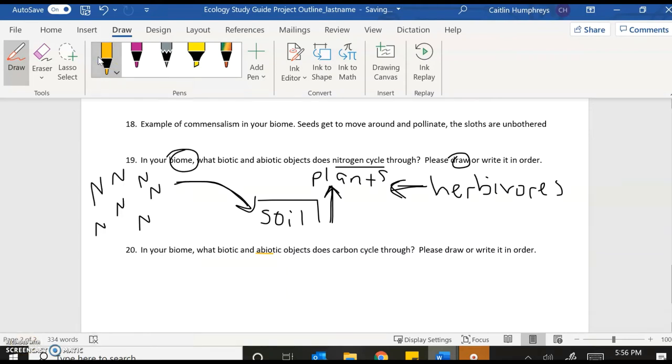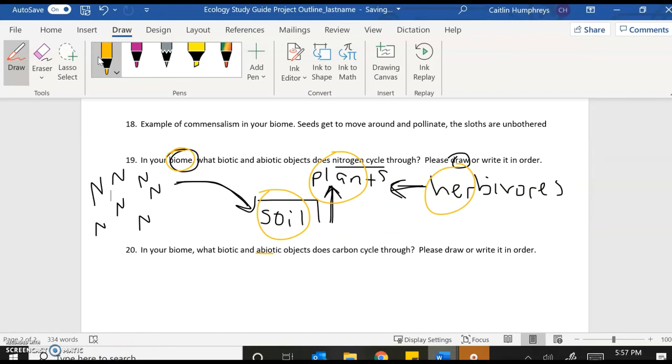Okay, now once we have that general idea, an important fact to notice here is that it does say your biome. So the things that you need to be specific about are the soil, what plants, and what herbivores. You cannot just have the words soil, plants, and herbivores. I'm in the rainforest. Mine must say nutrient-rich soil. If you're in the desert, yours would say nutrient-poor soil. My plants are going to be, my example was banana trees, and my herbivores are going to be the sleuths.